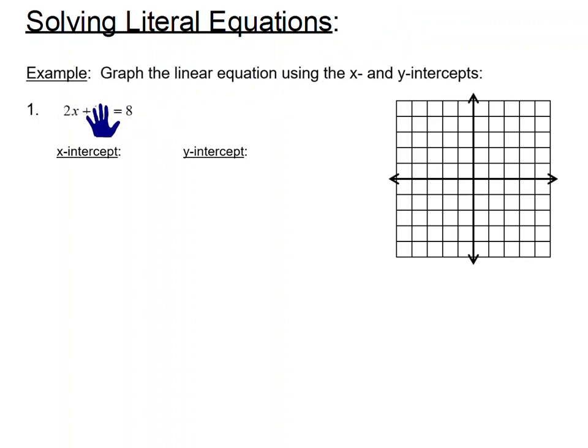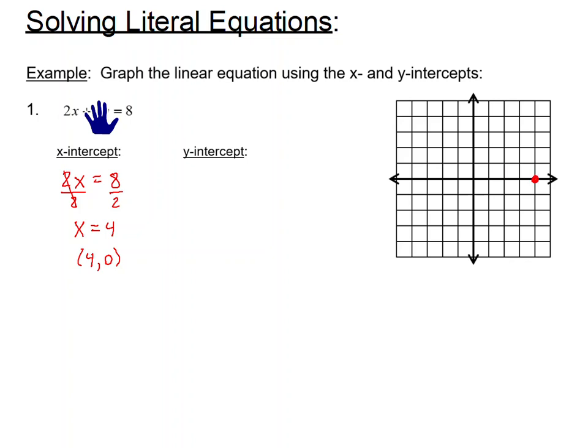To find an x-intercept, I simply cover up the y term, because if y equals 0, that term would go away, and I'd be left with 2x is equal to 8. This is a simple one-step equation. I just have to divide by the coefficient of 2, and I will have that x equals 4. That means that my x-intercept is (4, 0). The y is 0, the x is 4. I go to my x-axis, 1, 2, 3, 4, and plot a dot.